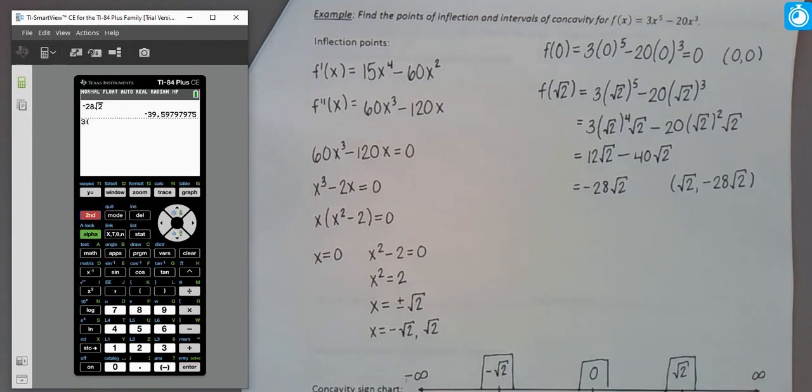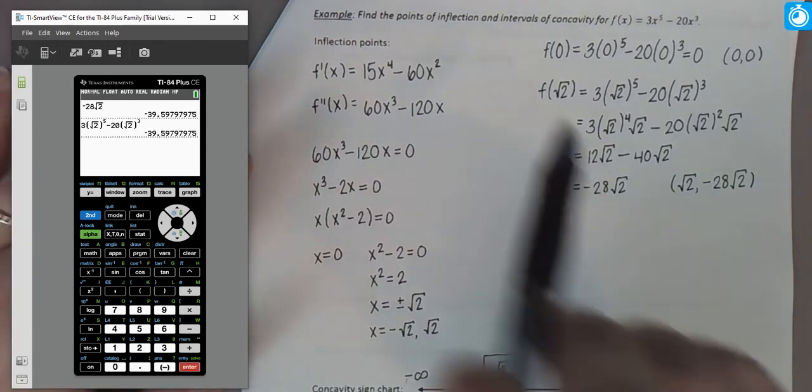So 3 times the square root of 2. Oops. Let me delete that. There we go. You want to get out of the radical before you close your parentheses. That's raised to the 5th power. Minus 20 times the square root of 2. Again, make sure you arrow out of the radical before you close your parentheses. And then that's raised to the 3rd power. Let me double check that. 3 root 2 to the 5th minus 20 root 2 cubed. Okay? What's going to happen when you press enter? What do you think is going to happen? Well, there you go. You get them and they match.